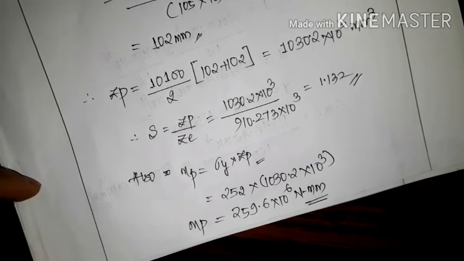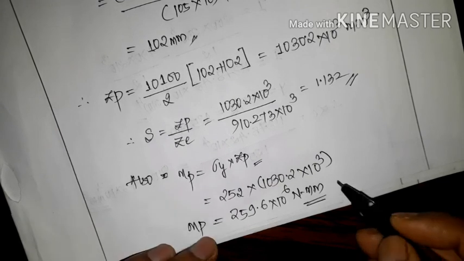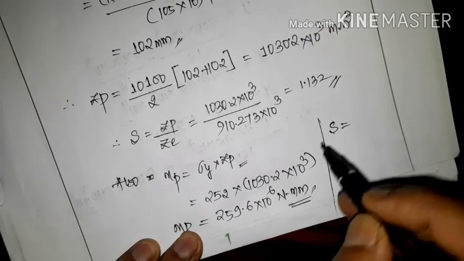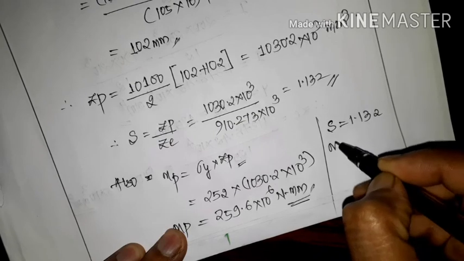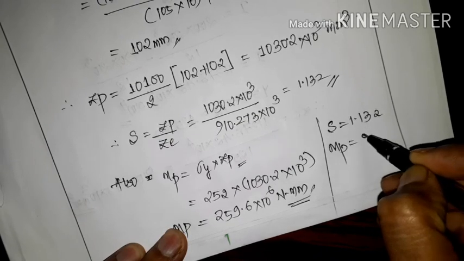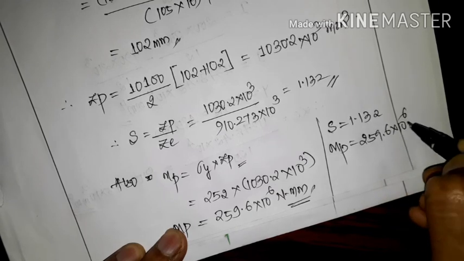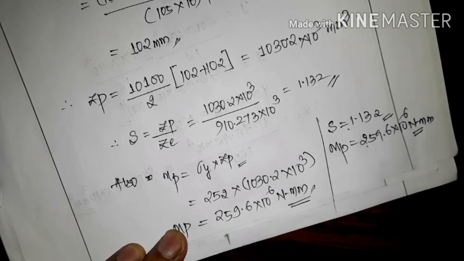Okay, so we'll check that. 252 into 1030.2 gives 259.6 into 10 raised to 6 Newton mm. So we got both: the shape factor is equal to 1.132 and Mp is equal to 259.6 into 10 raised to 6 Newton mm. So they asked us to calculate the shape factor and also Mp. Okay.